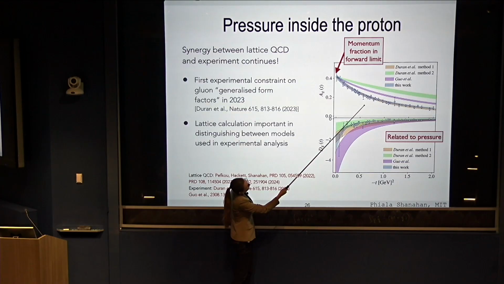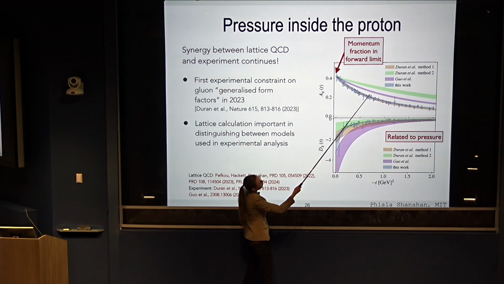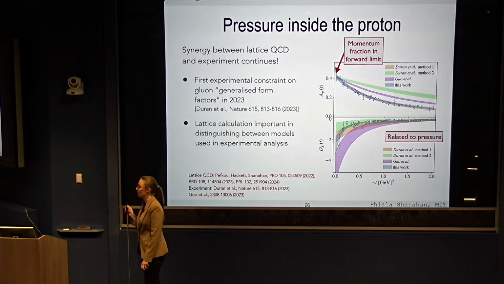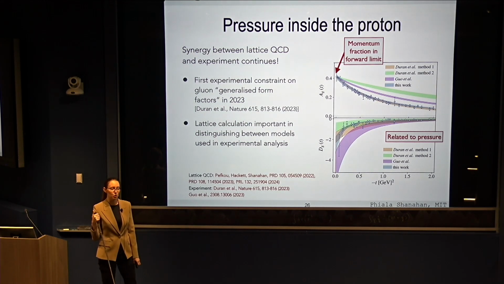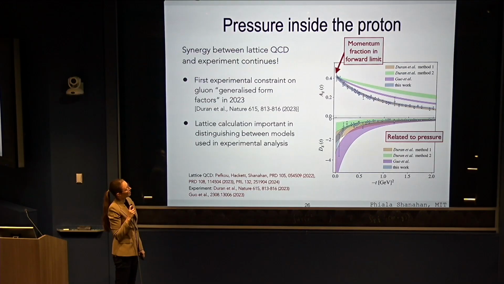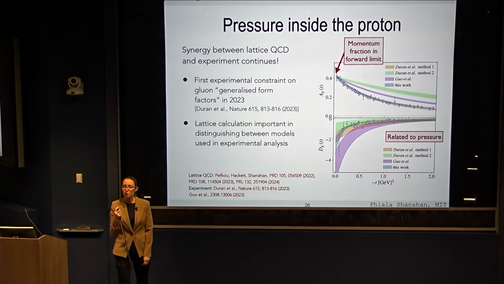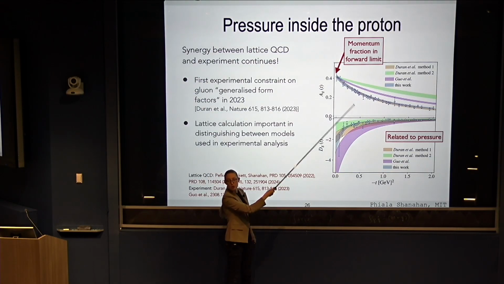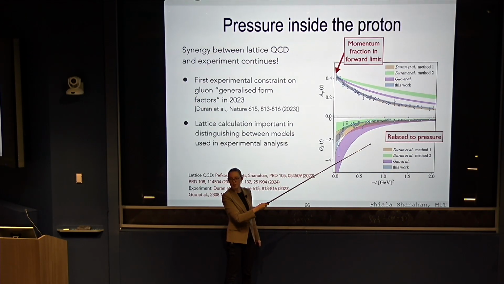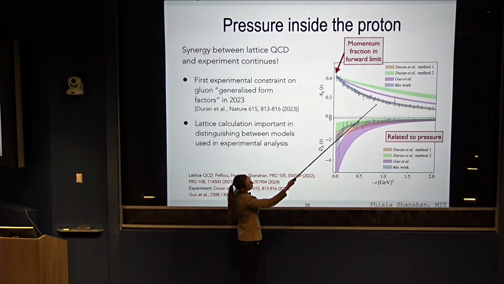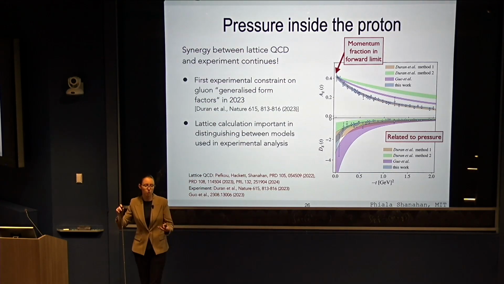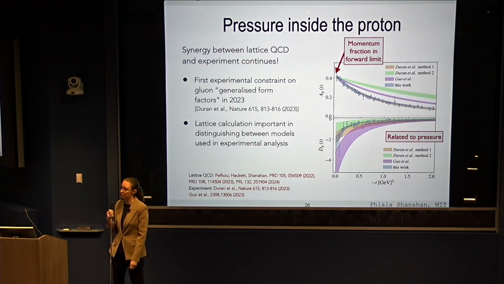The points come from lattice QCD calculations of these quantities. The bands are from different analyses of the same experiment that was the first experimental constraints on these gluon gravitational form factors that define the pressure distribution. And again, nice synergy between theory and experiment. The experiment did not have quite enough information to fully distinguish between these two, so there was some modeling input that went into the analysis of the experiment. And as you can see, the theory agrees much better with the orange attempt at modeling than the green or the purple. So in this case, the theory is informing the experimental analysis. So synergy once again.